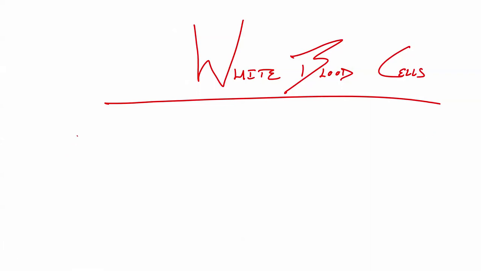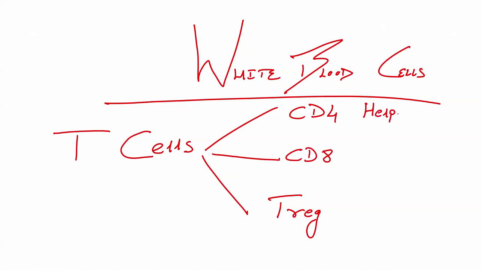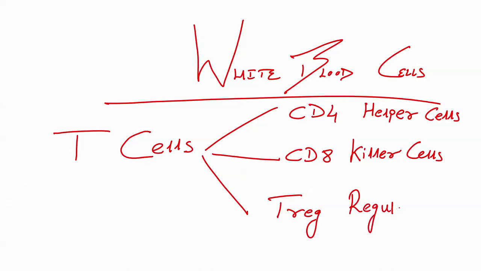Now, there is something called thymus cells or T cells, okay. T cells, if we divide them, there is CD4, CD8, Treg. CD4 cells are helper cells. CD8 cells are killer cells. And Treg, as its name suggests, are regulatory cells.